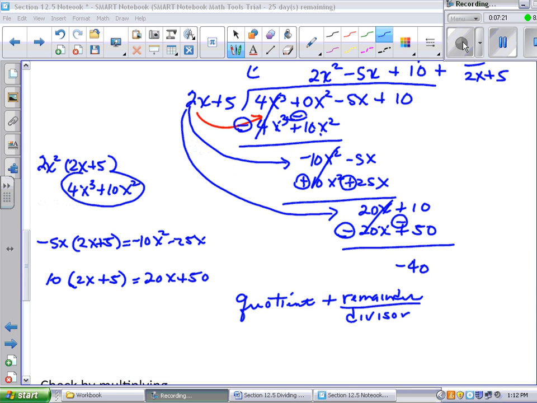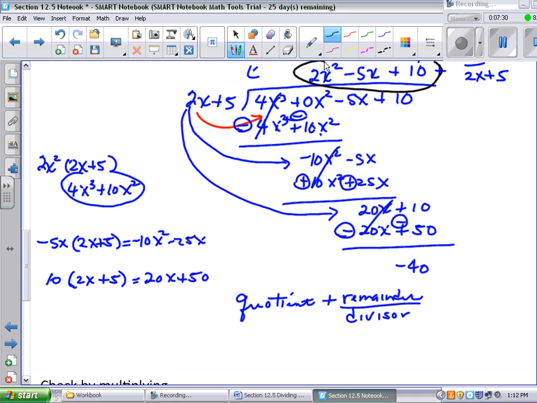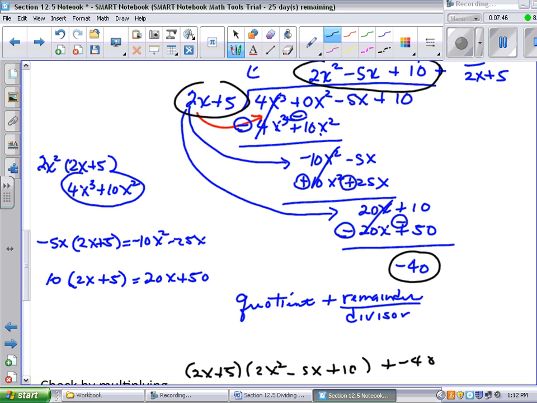Okay, I was asked to check this one as well. I'm going to multiply the quotient times the divisor, and I will have to add the remainder on when I multiply it out. 2x plus 5 times 2x squared minus 5x plus 10, and I'll have to add the negative 40 on after I get it multiplied out, and hopefully I will come up with what I started with, which was 4x cubed minus 5x plus 10.